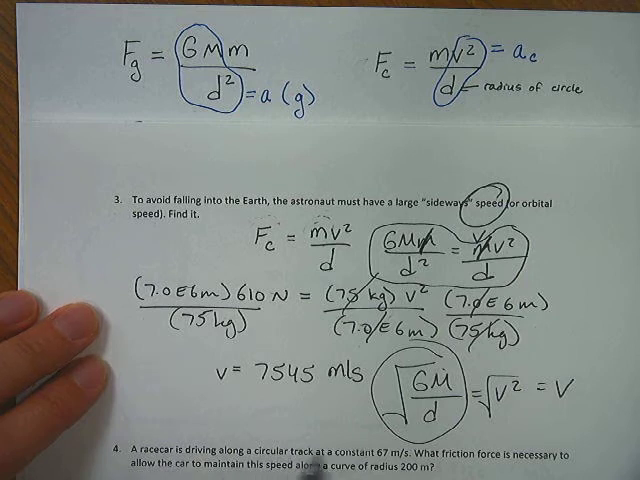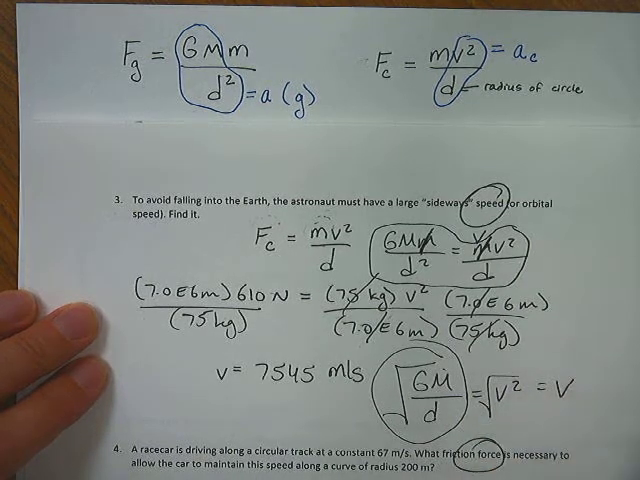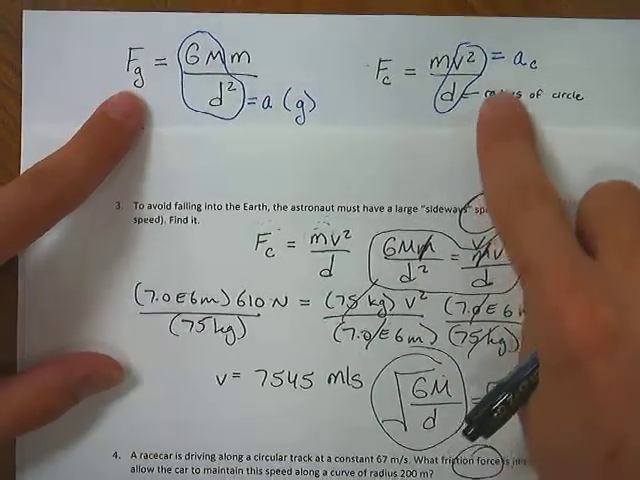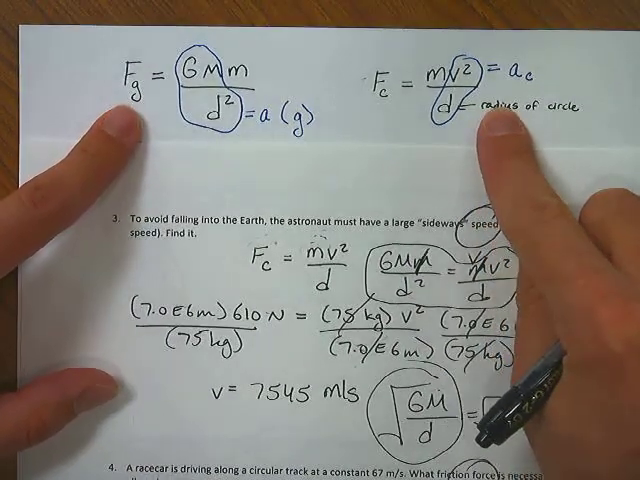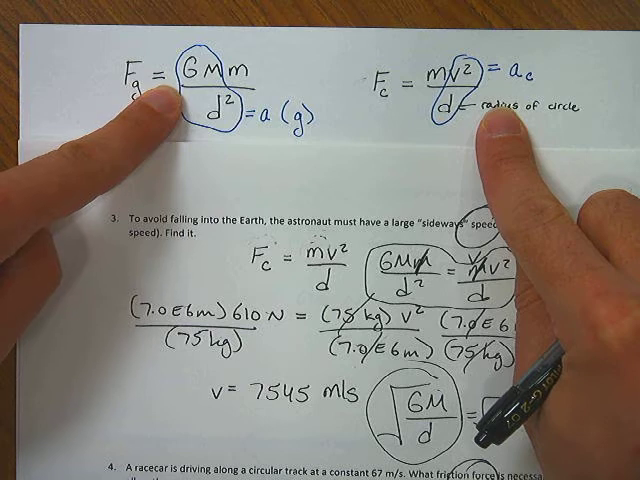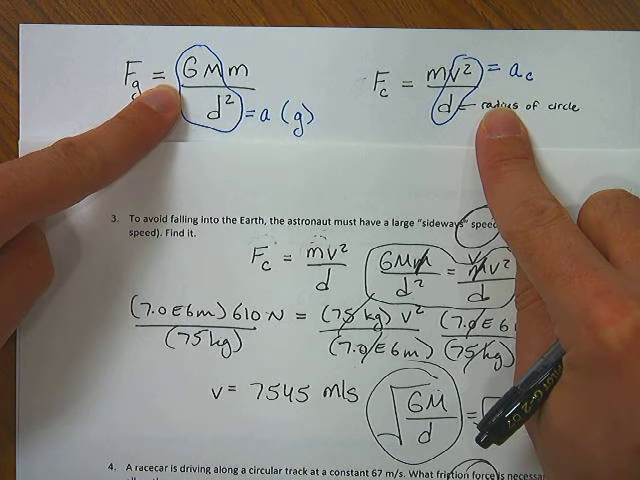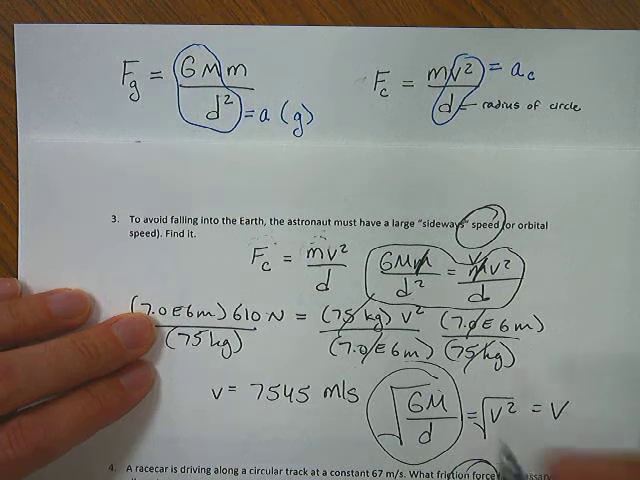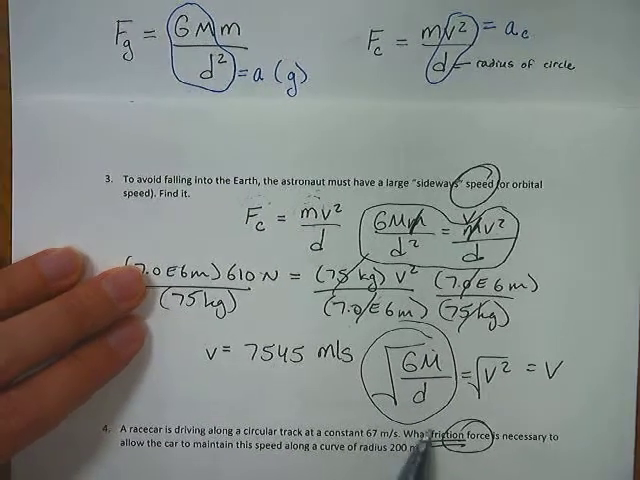Moving on. A race car is driving along a circular track at a constant 67 meters per second. What friction force is necessary to allow the car to maintain this speed along a curve of radius 200 meters? And we look at our equations, and we say, what are we trying to find? What force? I'm looking for a force. I have two force equations. Which one do I use, or am I allowed to use either one?